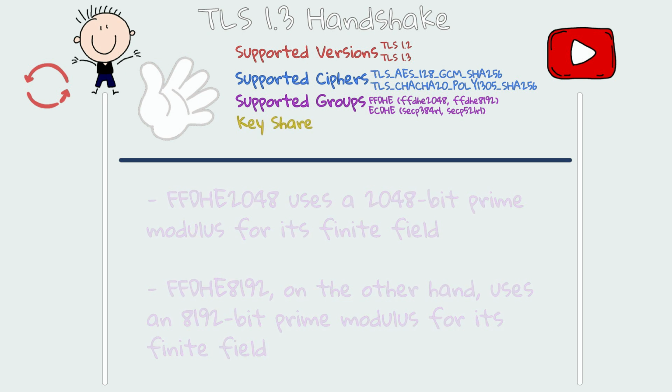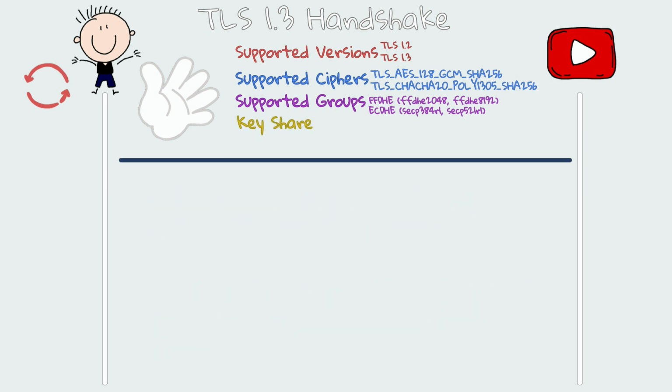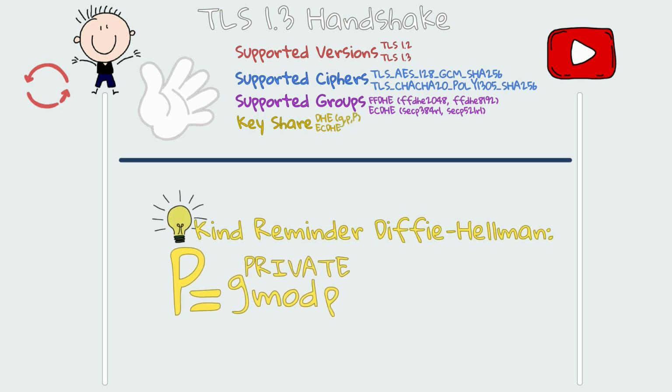Key share will include the public key params used for both Diffie-Hellman ephemeral and elliptic curve Diffie-Hellman ephemeral. In the case of Diffie-Hellman ephemeral, we will have G, P, which is a large prime number, and, well, of course, the public key. And by the way, the client on purpose sends the public key params of both Diffie-Hellman ephemeral and elliptic curve Diffie-Hellman ephemeral for the server to choose on its own one of them.